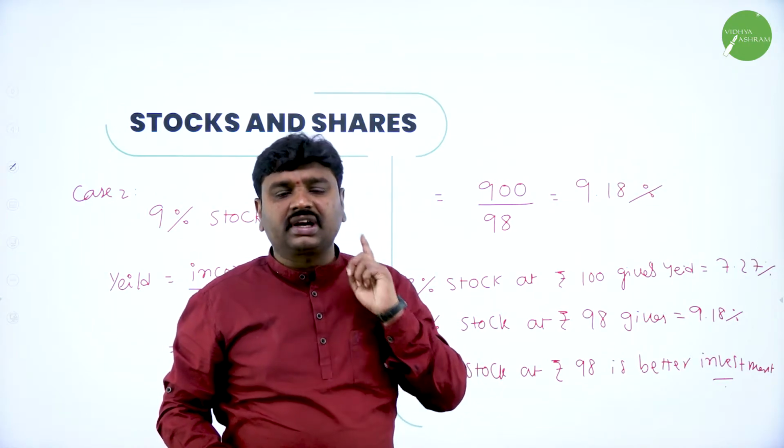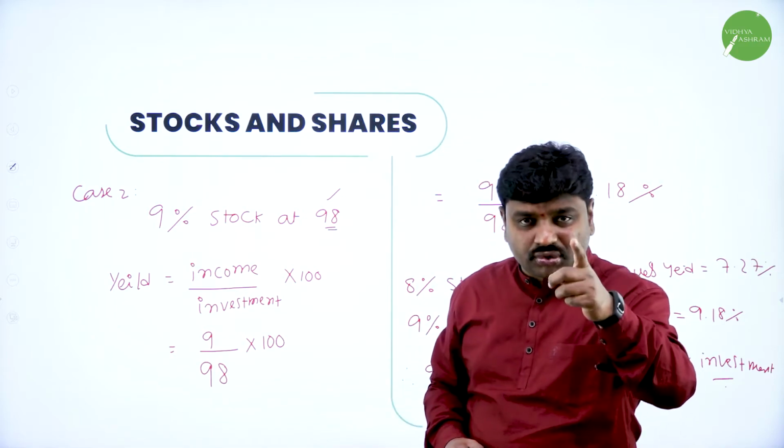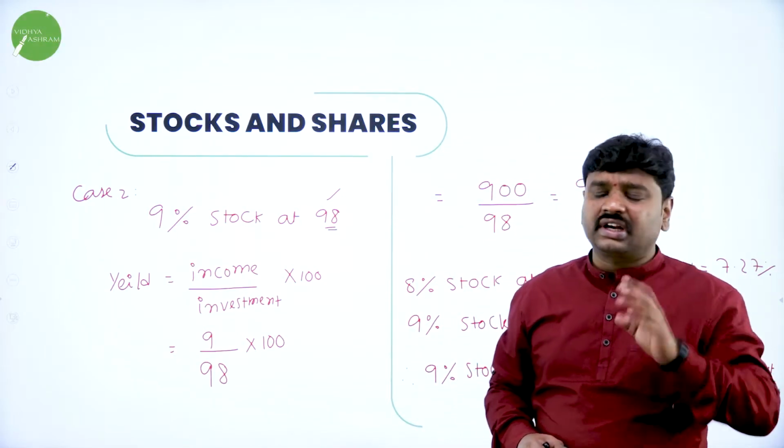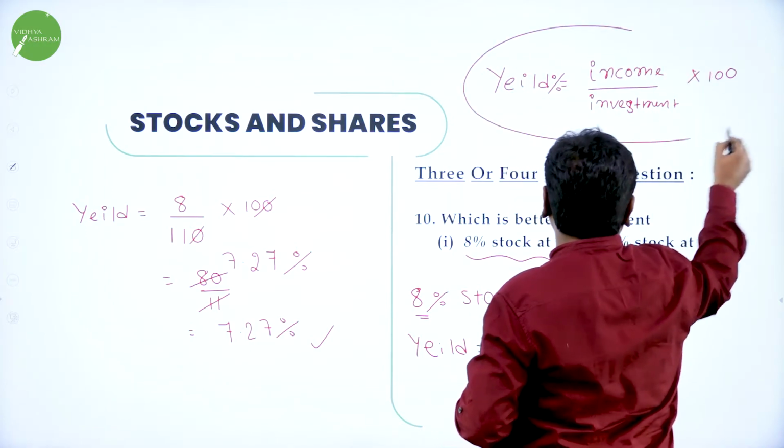9.18%. So without calculating yield, you cannot decide. So I hope all of you got it. First you should calculate yield in percentage. How to calculate yield in percentage? Yield is equal to income by investment into 100.